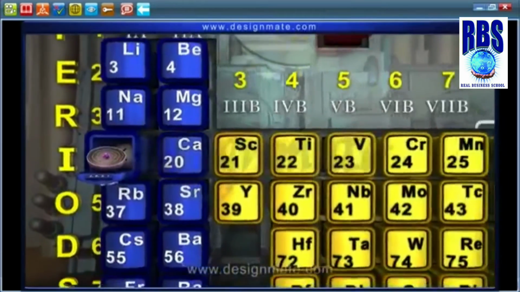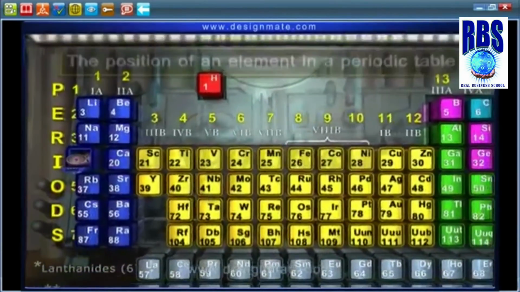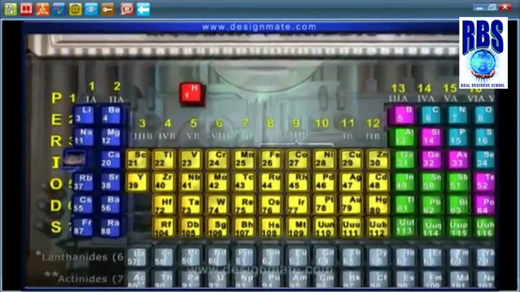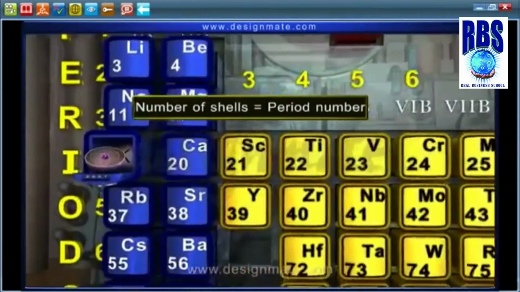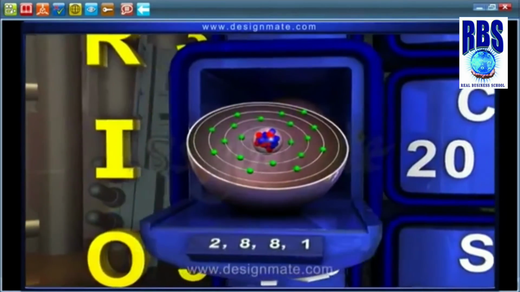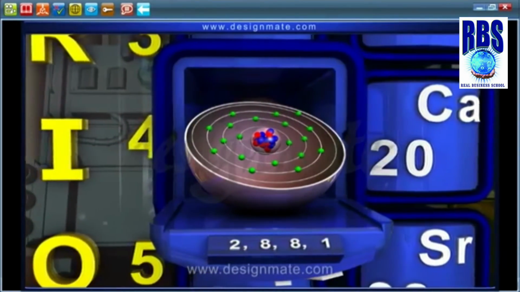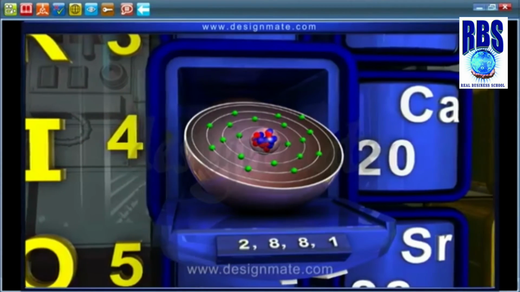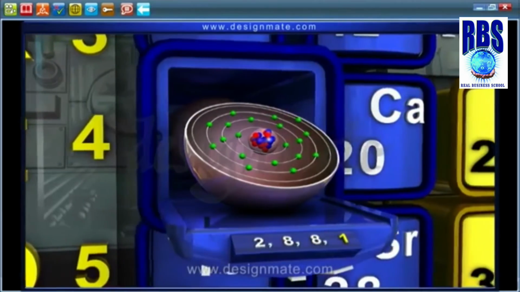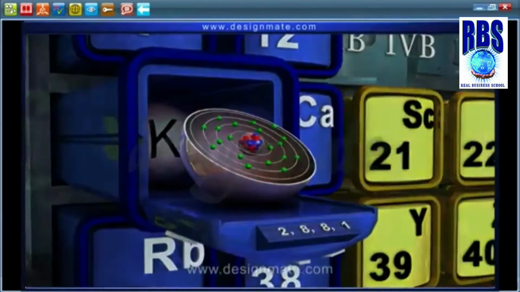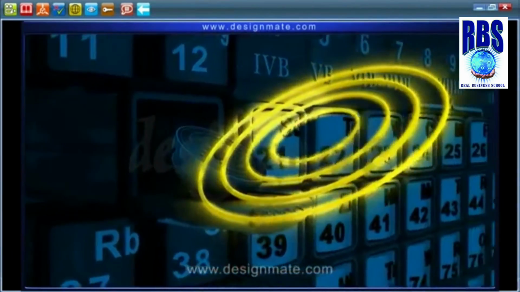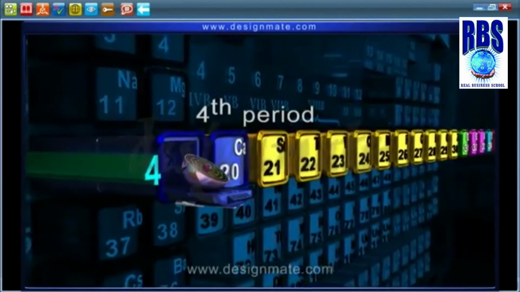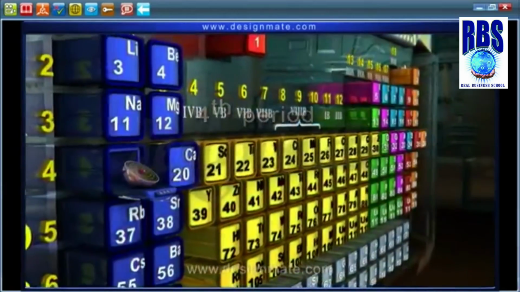The electronic configuration of an element also helps us to decide the position of an element in a periodic table. The number of orbits or shells denote the period to which that element belongs. Let's continue with the same example of potassium. Its electronic configuration is 2, 8, 8, 1. This means there are 4 shells in an atom of potassium, and therefore, it belongs to the fourth period of the modern periodic table.